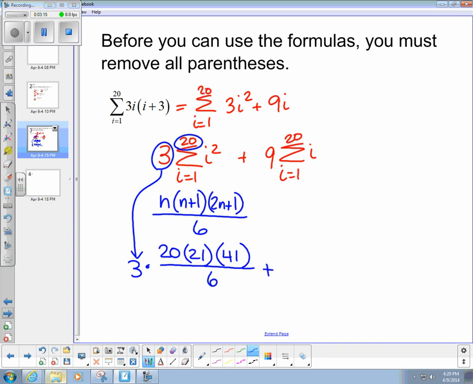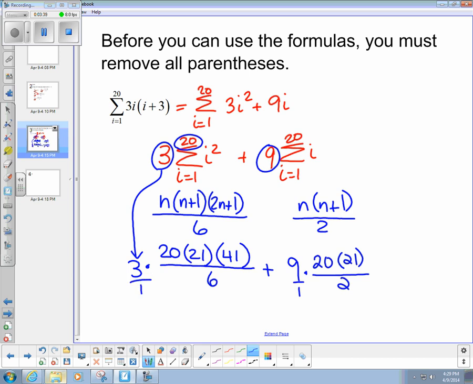Okay, now our formula for i was n times n plus 1 divided by 2. And again, don't forget your coefficient of 9. So I'm going to say 9 times, my n is still 20. So 20 times 21, that's 20 plus 1, over 2. Okay, now we're just going to multiply this out. You can use a calculator for this part.